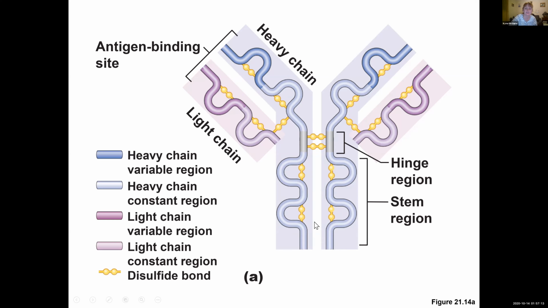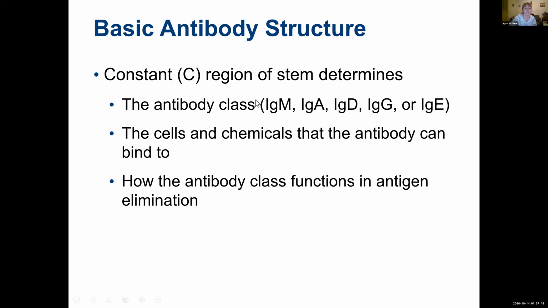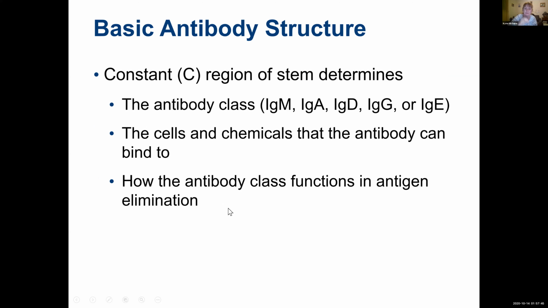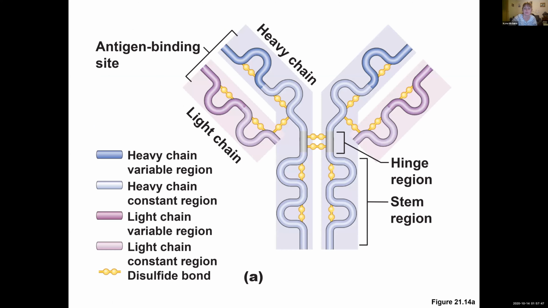And the constant region, as it says over here, determines the class of the antibody. So it's immunoglobulin M, A, D, G, or E. It also determines how this antibody functions, how it eliminates antigen, and what cells and chemicals it binds to, right? So that's the constant region. And the variable region has this specific shape that binds to a specific antigen.